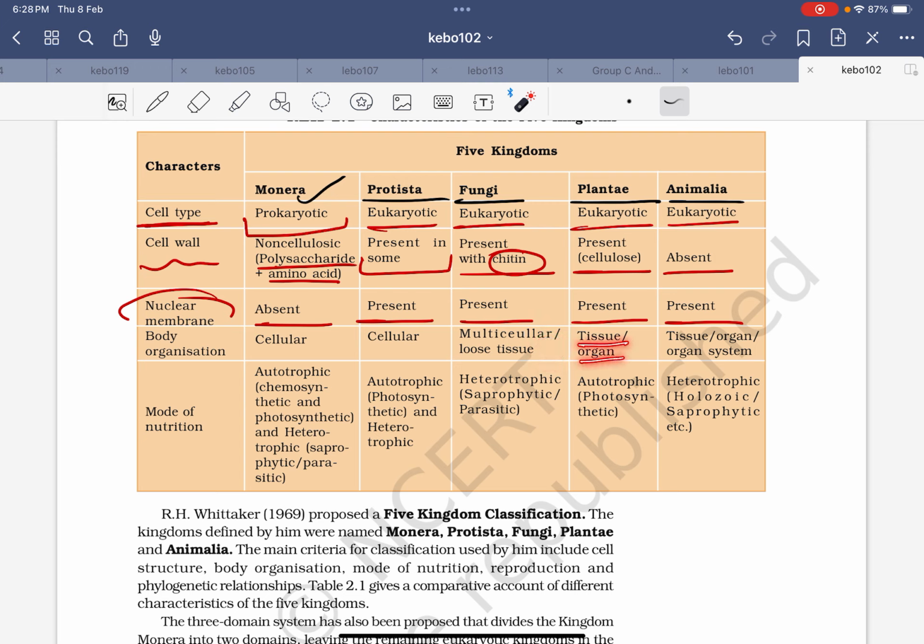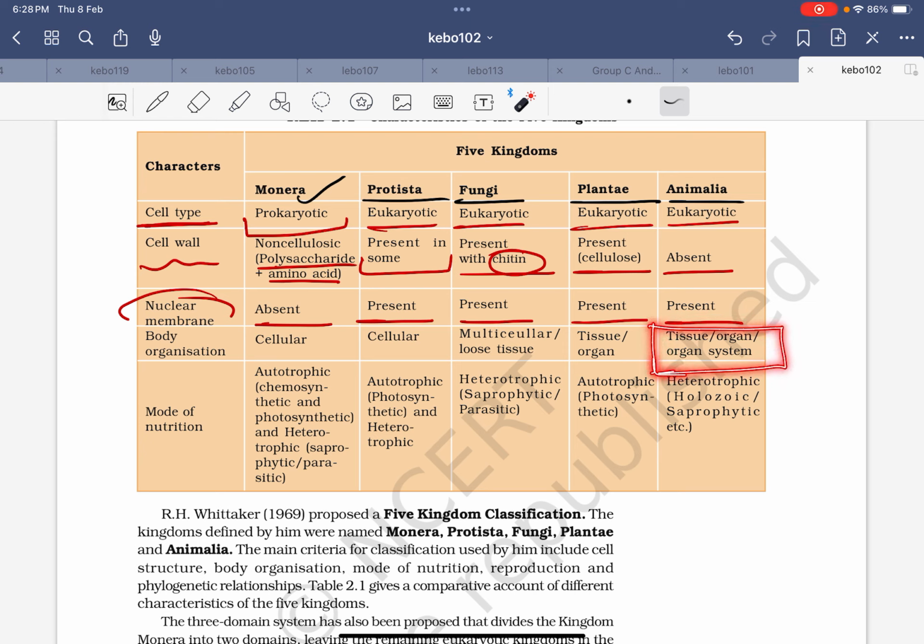In plantae, it is the same, but cells form tissues and organs. Many cells are organized to form a tissue, and many tissues are organized to form an organ. So the body organization is of tissue and organ type. In Animalia, it is tissue, organ, and organ systems. First cells aggregate to form a tissue, then tissues aggregate to form an organ, and then further organs combine to form an organ system.